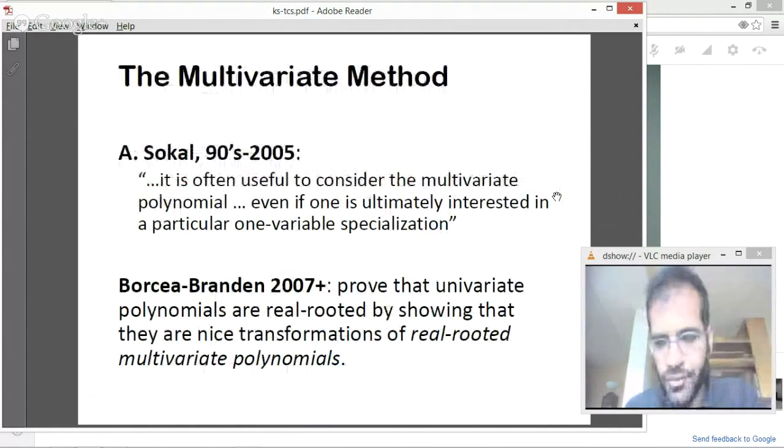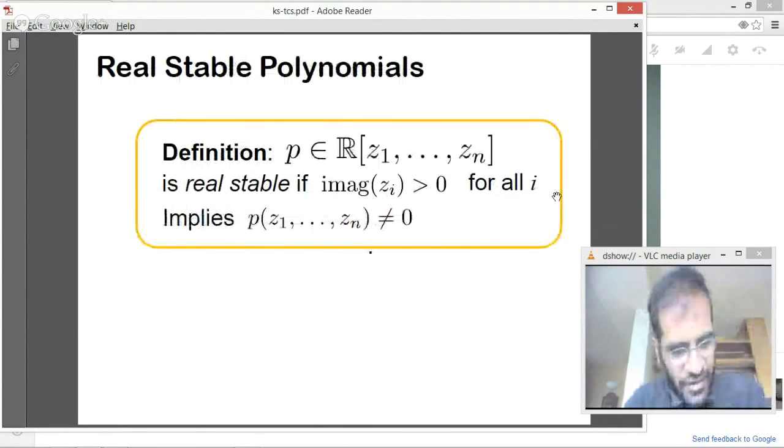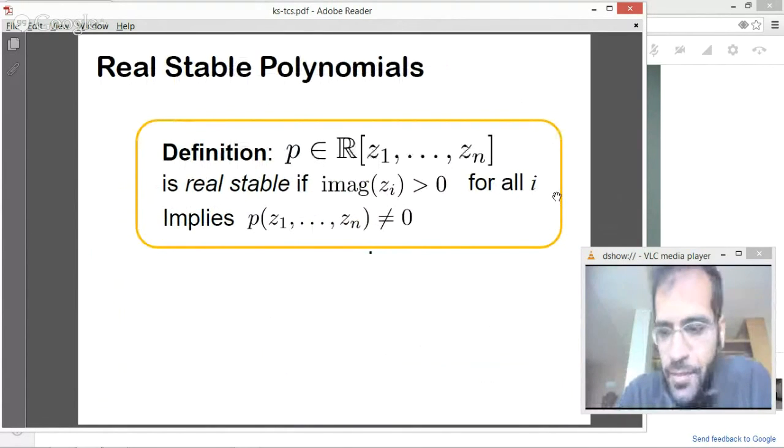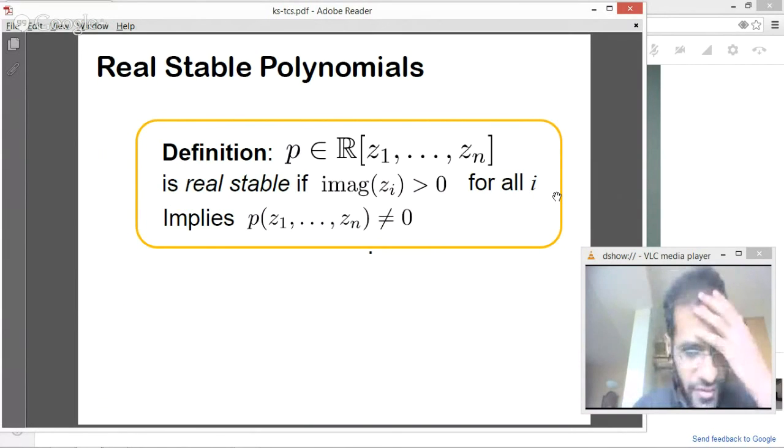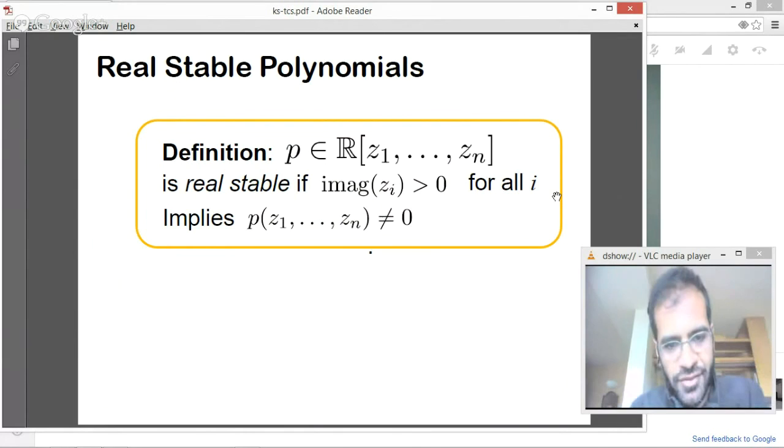Now, what is a real rooted multivariate polynomial? This is a central concept that we need. It's called a real stable polynomial. This was defined probably in the 50s. Here's the definition. An n-variate polynomial p with real coefficients is called real stable if, given any z such that all the coordinates zi are strictly in the upper half plane, p of z is not equal to 0. So it has no roots with all entries in the upper half plane. An equivalent definition, which might be easier to think about, is that a multivariate polynomial p is real stable if all of its univariate restrictions, so you look at all lines pointing strictly into the positive orthant, all of those have real roots.